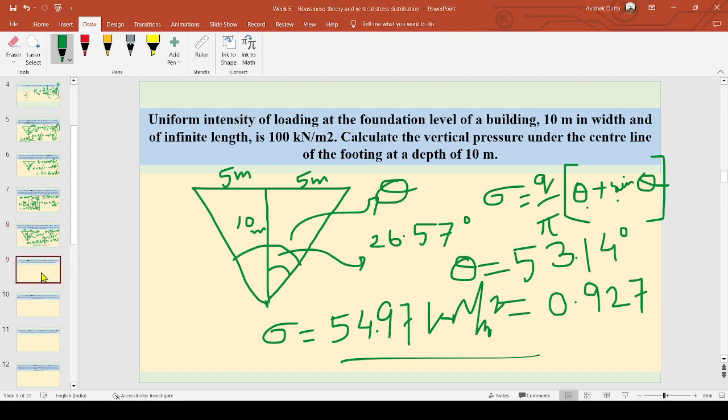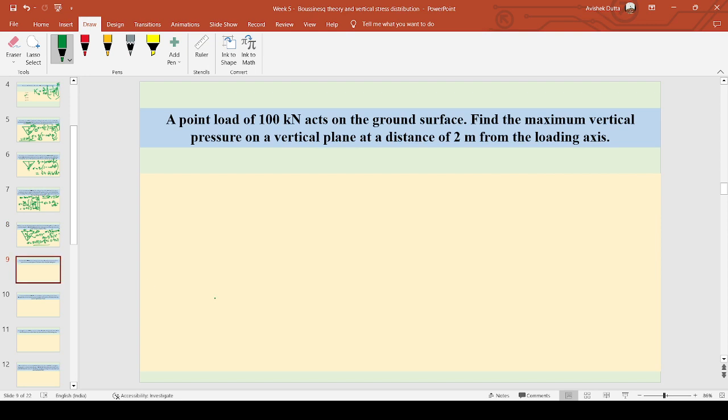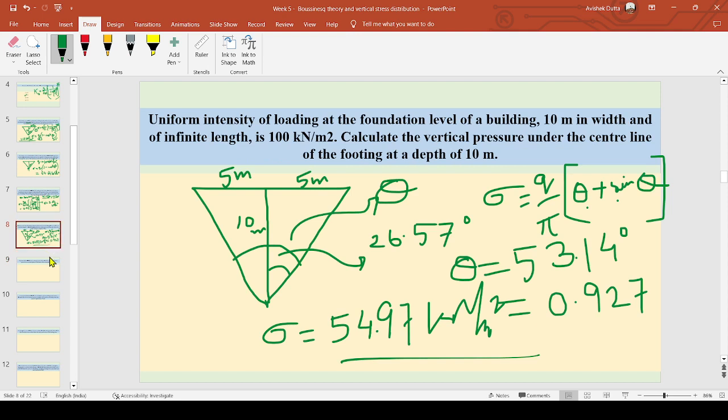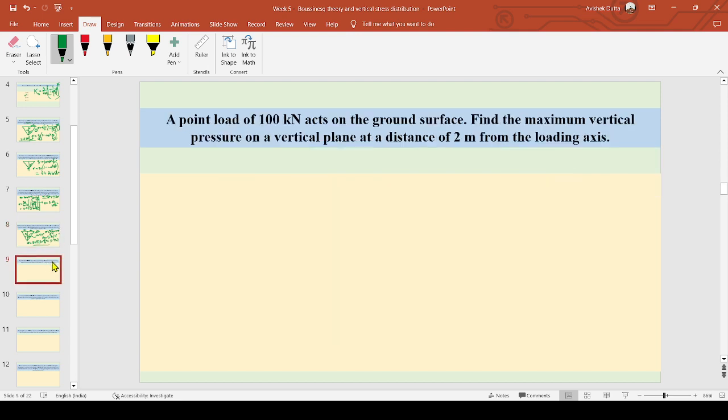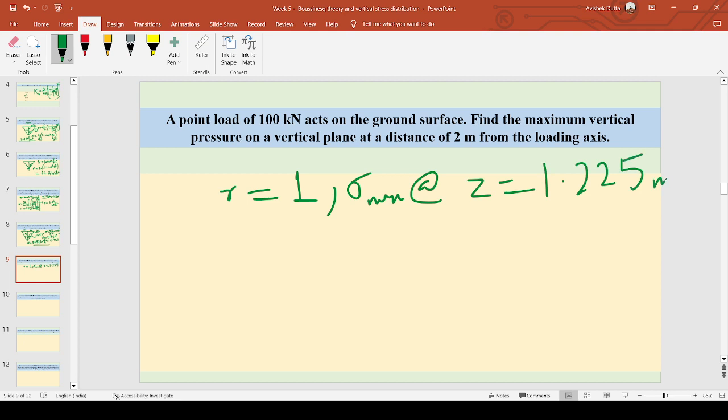Okay, next question. A point load of 100 kilonewton. I hope the answer was right. Yes, 54.97. Point load of 100 kilonewton acts on the ground level, maximum vertical pressure. Now we have seen in the previous question, for r equals to 1, the maximum vertical pressure can be obtained, that is sigma max at z equals to how much it was? It was 1.225 meter.